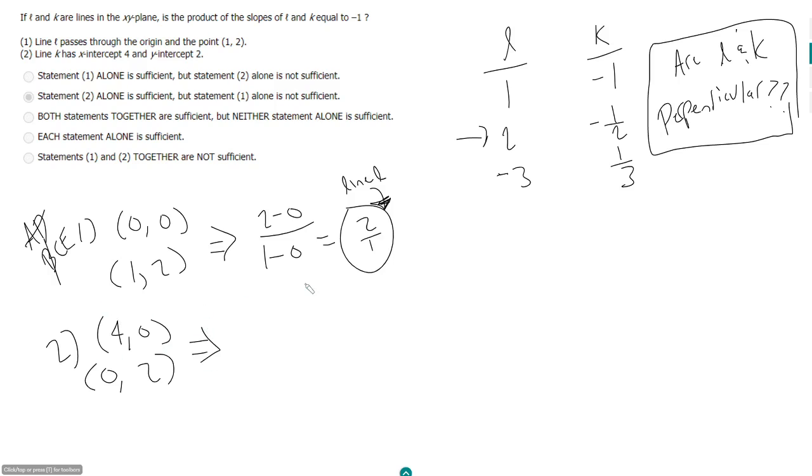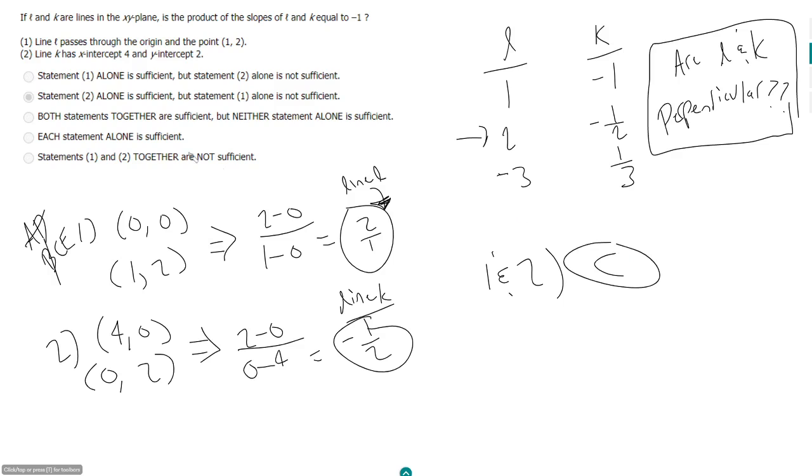The slope for line K is going to be 2 minus 0 over 0 minus 4, which is going to be -1/2. So together, what do I know? I know line L has a slope of 2 over 1. Line K has a slope of -1/2. Those are negative reciprocals of each other. Therefore, these guys are perpendicular to each other. So we've answered our question in 2 different ways. C.